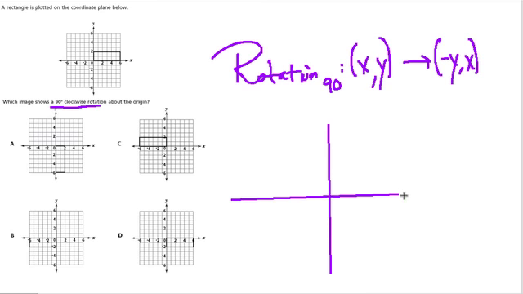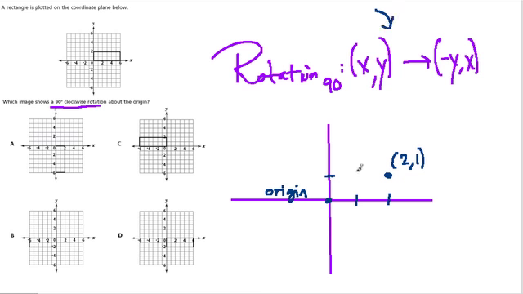So here is my y and x axis. Let's say we have a point like (2, 1). So here's the point (2, 1), and we'll label that. Here's the origin. Okay, so here we're actually rotating 90 degrees in a clockwise direction. So a clock ticks this way, so we're going to rotate that way in terms of the origin.